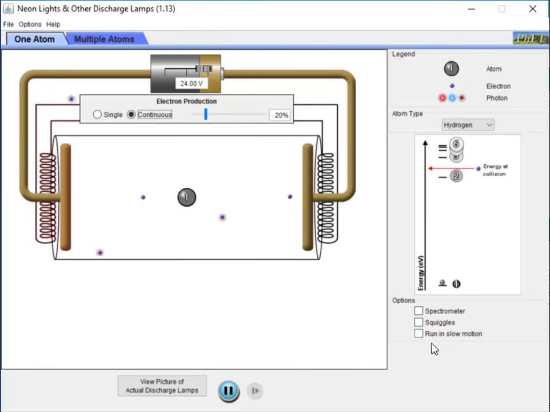Let's add in the squiggles so that we can see when the electron drops down in energy. When that happens, we also see a photon of light get emitted from the atom. This is represented by the colored fuzzy dot moving away from the atom in a random direction.